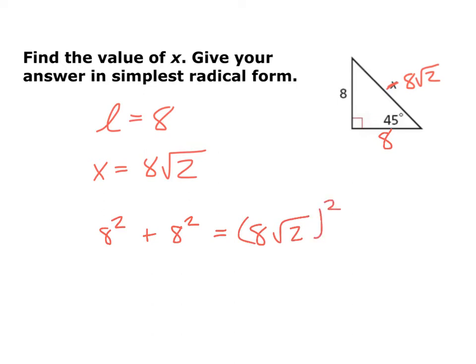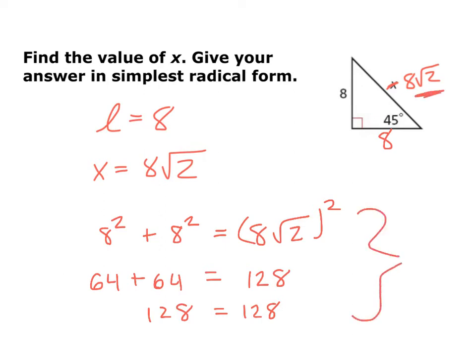What's 8 squared? 64 plus 64 is equal to 8 root 2 squared. So this would be 128, because 64 times 2 is 128. What's 64 plus 64? 128. So that's why. This is to explain why this works. You don't have to do any of this math. This was just to explain why.